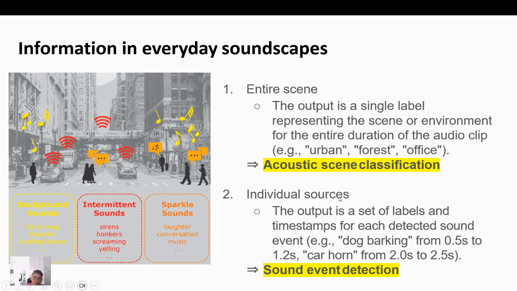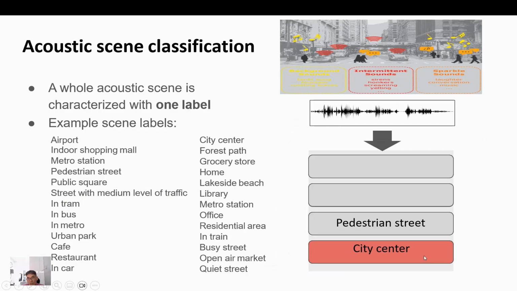For individual sounds or sources, we want to detect the sound events. Let's say there's a dog barking. We want to know from what time to what time. And the car horn, also from a certain start time to the end time. This is the onset and this is the offset, and this is what we call sound event detection. So it goes from very general to very specific. This is what we mean by classification and detection.